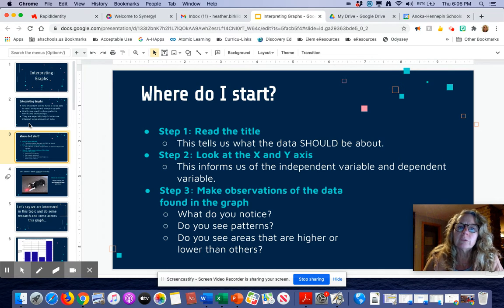What do you notice? What patterns do you see? Do you see areas where the data is higher or lower? Do you see trends? That's where the data tends to move in one direction or another. Maybe the trend is that it's increasing or decreasing, or it's staying the same.